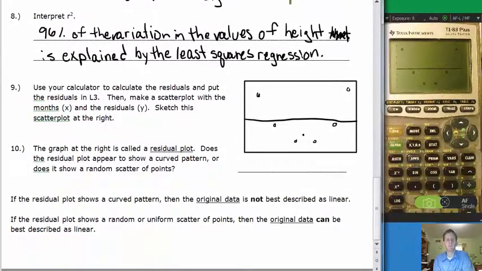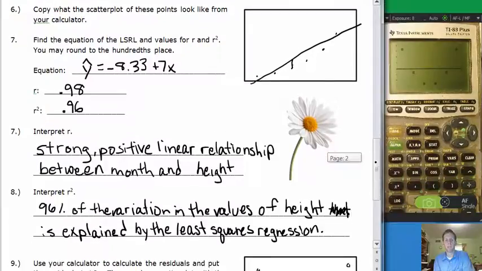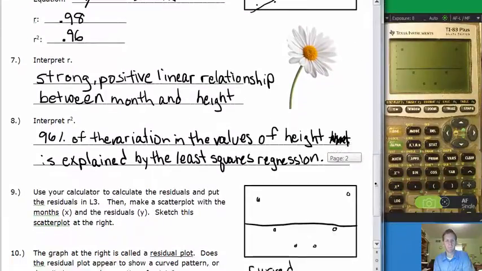This graph at the right for number 10 is called a residual plot. If I ask if the residual plot shows a curve pattern or a random scatter of points, to me there's definitely a curve pattern here. And typically what this illustrates is that a curve pattern illustrates the fact that the original data is not best described as linear. So despite the fact that a line fits through these points nicely, there's probably a better fit for the data, maybe a parabola or something like that.